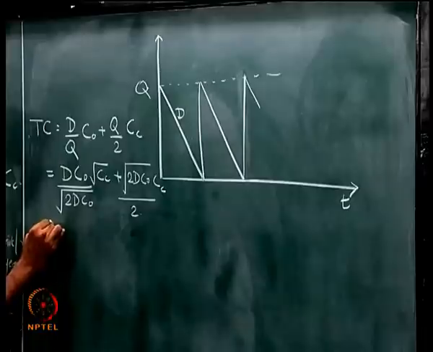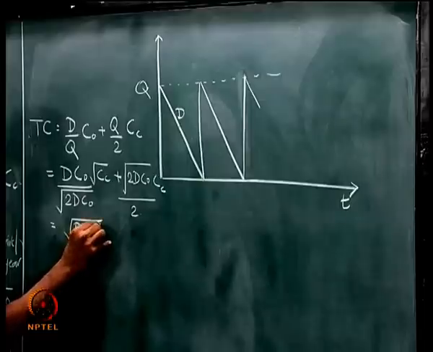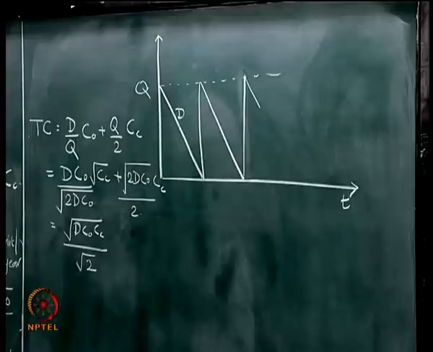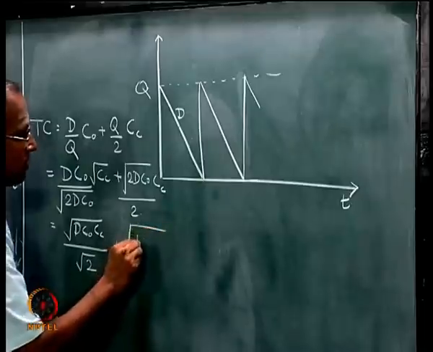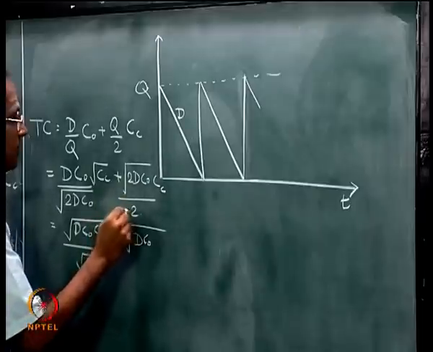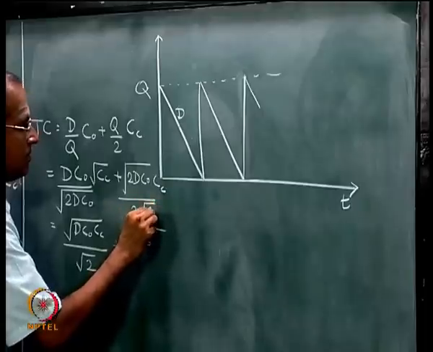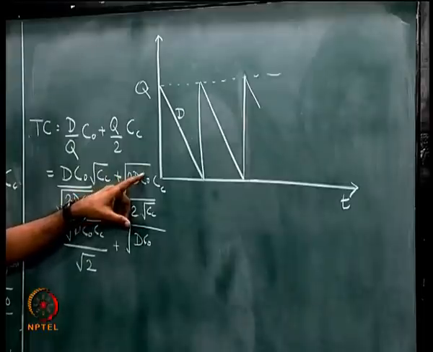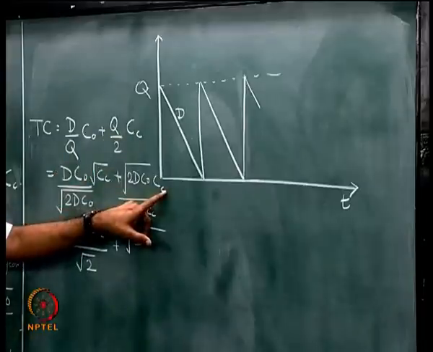So this on simplification would give us root over D C0 Cc divided by root 2 plus root over D C0 Q by 2 into Cc. I am sorry. So Q is root over 2D C0 by Cc. Q by 2, so this 2 comes here, this Cc comes here.